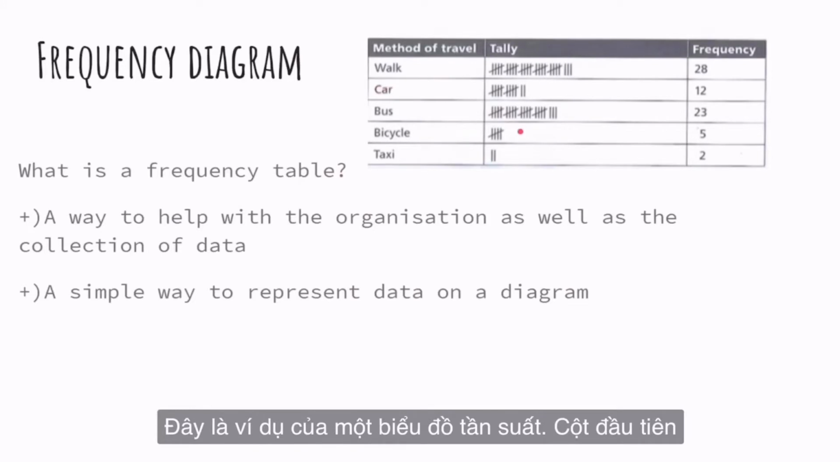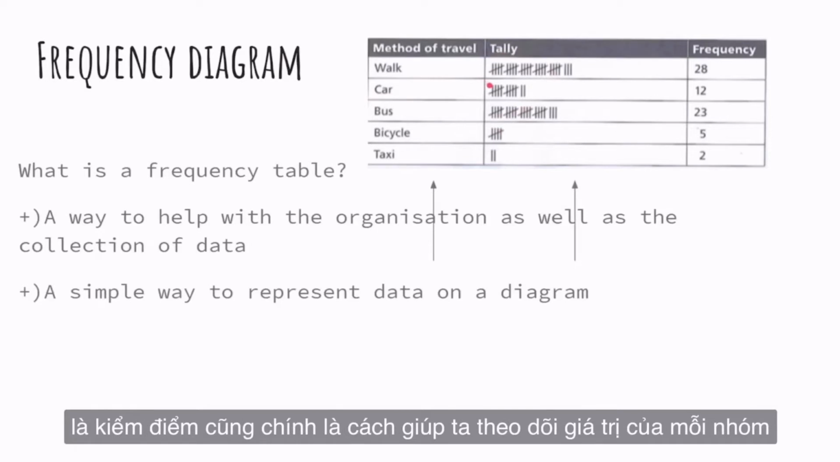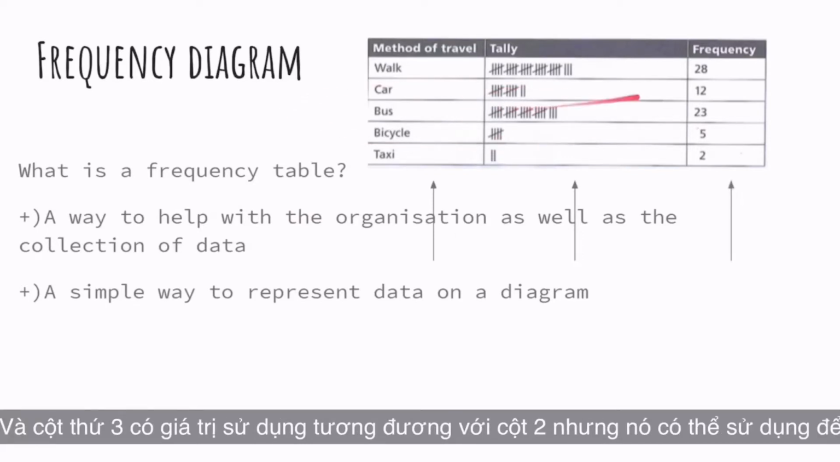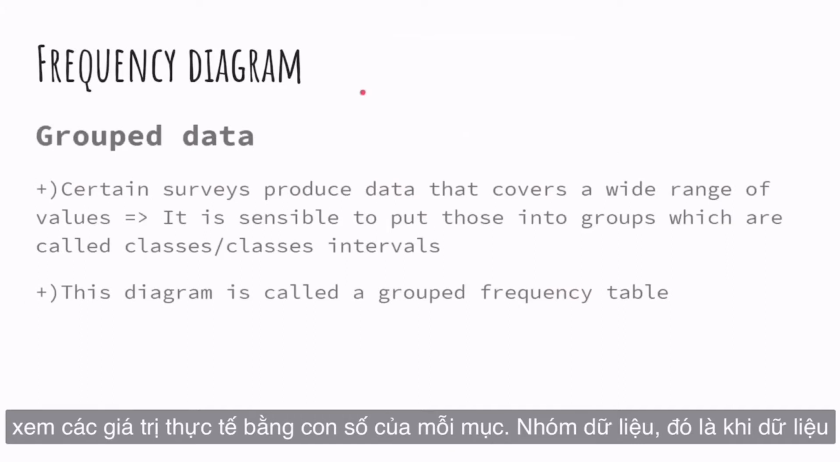Here's an example of what a frequency diagram will look like. The first column is usually the name of the categories that we are researching. The second is the tally, which is a way for us to keep track of the value of certain groups. And the third one has a similar function to the second column, but it is to see what the values actually are.